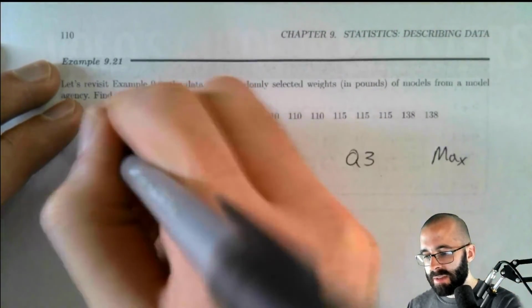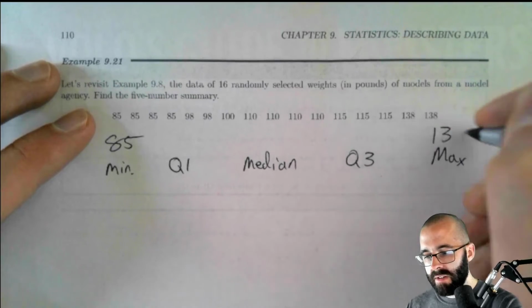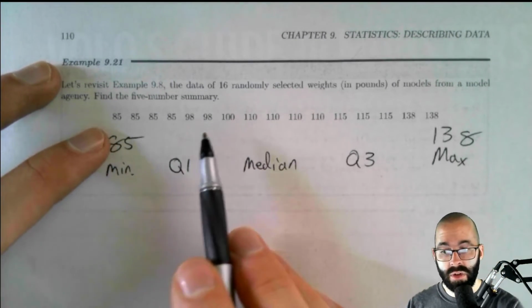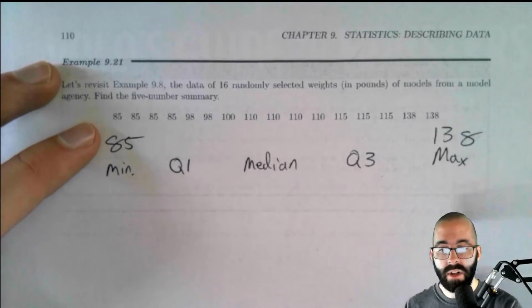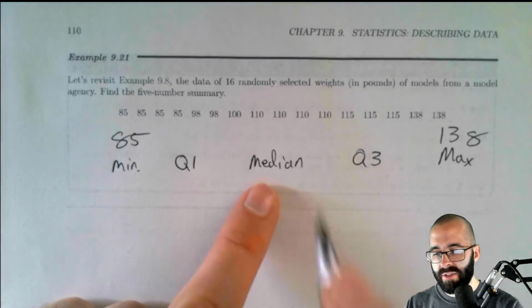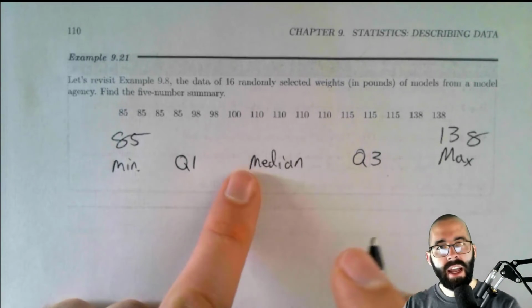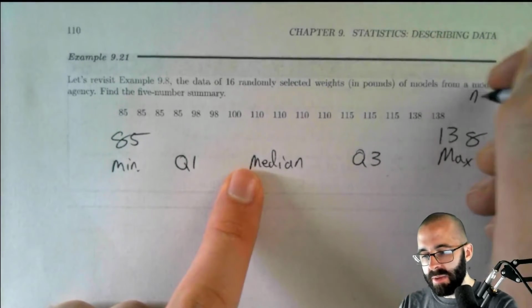So the minimum and the maximums are not too bad. Just look at the data, make sure it's ordered. This is ordered from smallest to largest. Next, let's find the median. The median is the one in the middle. It's bigger than 8 and smaller than 8 because n equals 16.